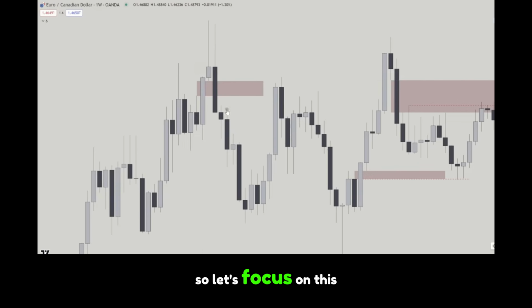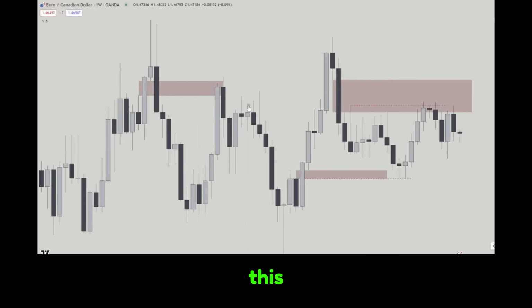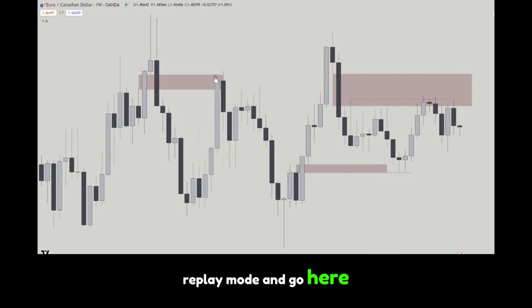So let's focus on this fair value gap for now and see how we can actually get a setup of this. So I'm going to use the replay mode and go here, and then we can go to this one and show you an easy model just going over 2 time frames. Okay, so a very easy model. You can also look for confluences like SMT and other confluences, the one you prefer.